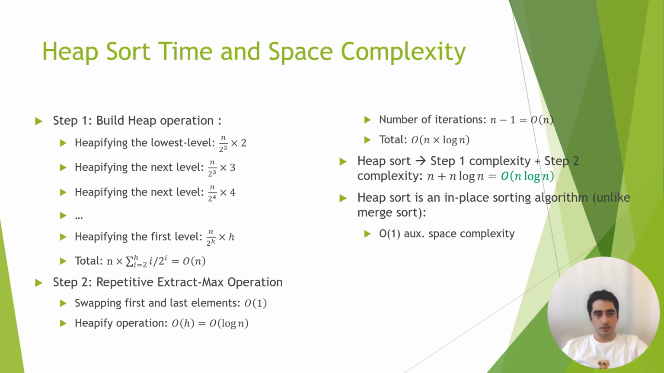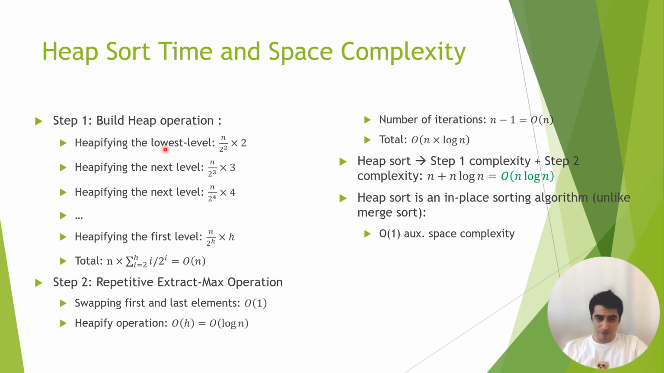Now that we have seen the heap sort operation, let's find out its time and space complexity. The time complexity is going to be order of n log n, which is a subquadratic or quasi-linear sort operation, just like the merge sort or quick sort. As you see, it was made of two steps: build heap operation and repetitive extract max operation. The build heap operation takes you order of n. That's not very obvious. You need to calculate it in the following way.